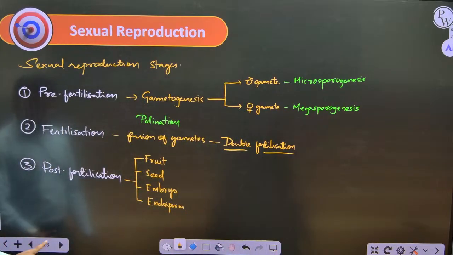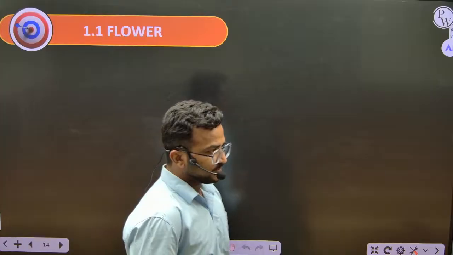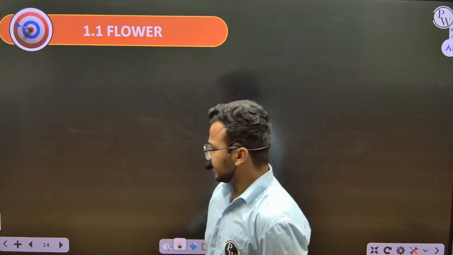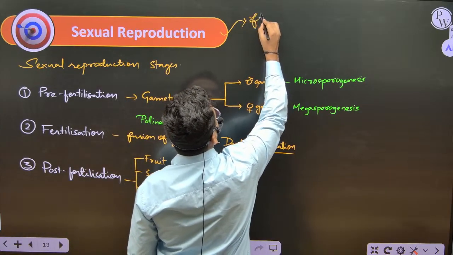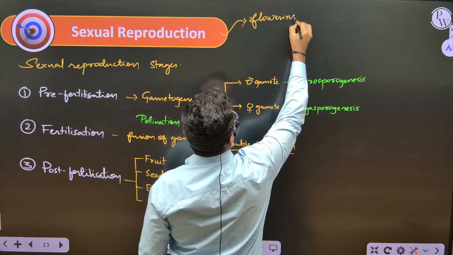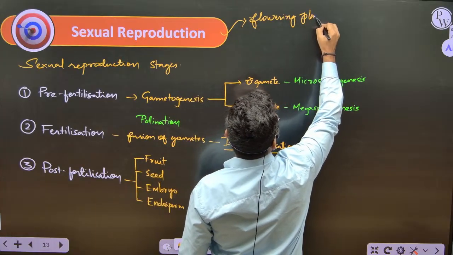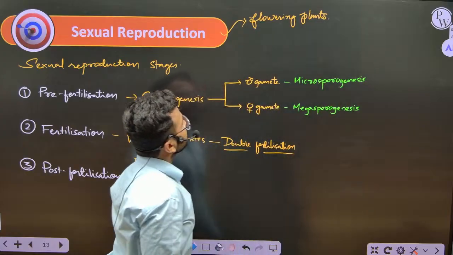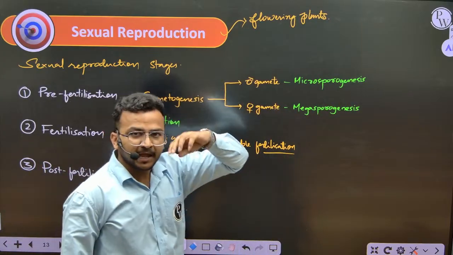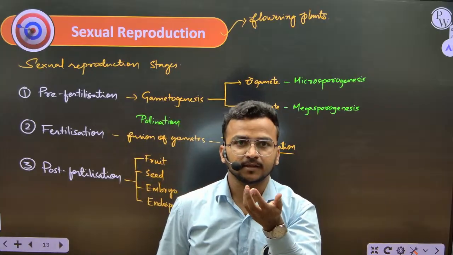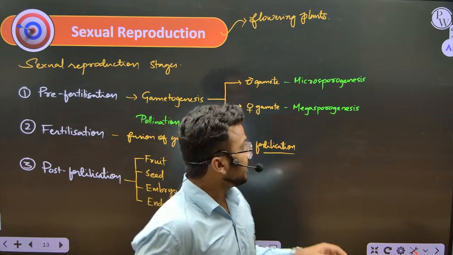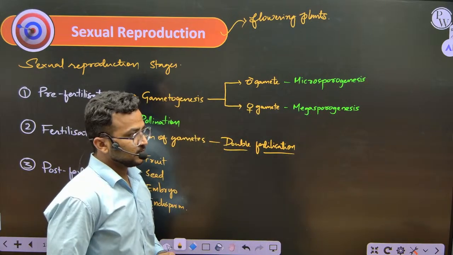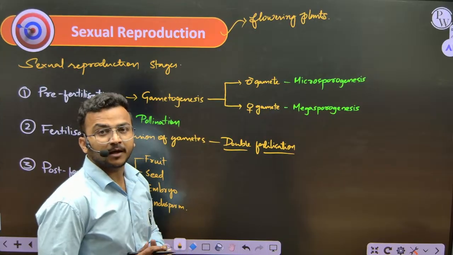So now we'll start with this chapter, how the flower is formed. But before that, sexual reproduction in angiosperms. Here we will be seeing sexual reproduction in flowering plants. Flowering plants means the plants which show flowering or blooming flowers there. That we call angiosperms. So in sexual reproduction in flowering plants, all these things will be learned.